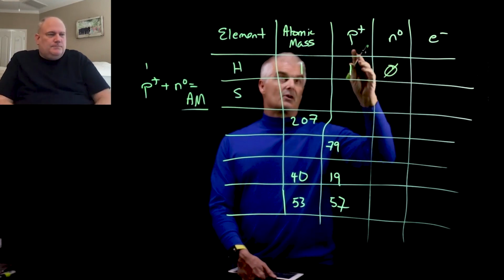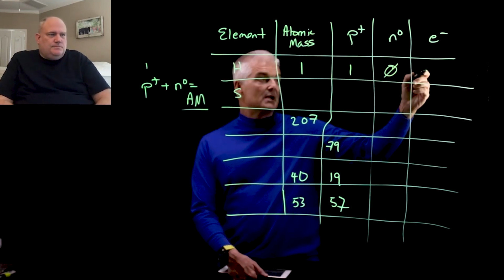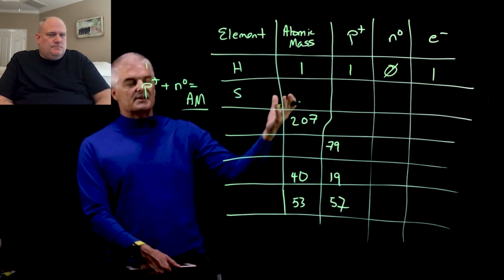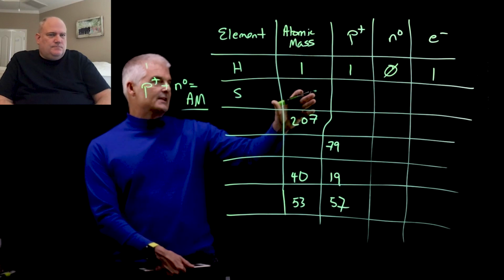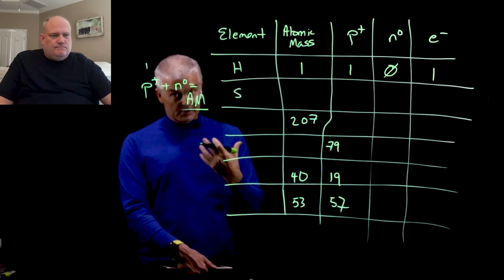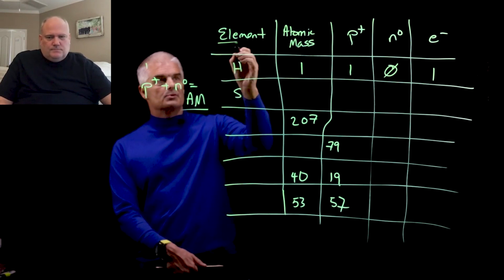And then the electrons are always equal to the atomic number. Well, not always. We'll talk later about how sometimes they can lose and gain electrons. But here's the idea: the number of electrons will be the same as the number of protons in the neutral atom. We're just doing neutral atoms.